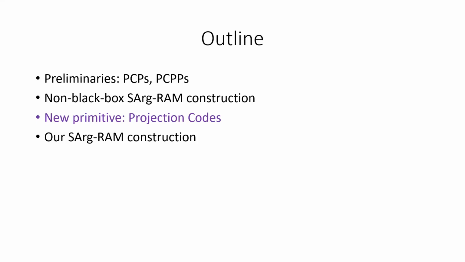So this is the outline of our talk. First, I'll describe what probabilistically checkable proofs are and their extension, that is PCPs of proximity. Then I'll discuss the construction template to obtain a non-black box construction for SR-gram, and we'll observe a way to make this construction black box. This observation will, in fact, pave the way for the introduction of a new primitive, which we call projection codes. So I'll define the notion of projection codes and give a construction. And finally, we'll compile all the ideas together to form our SR-gram construction.